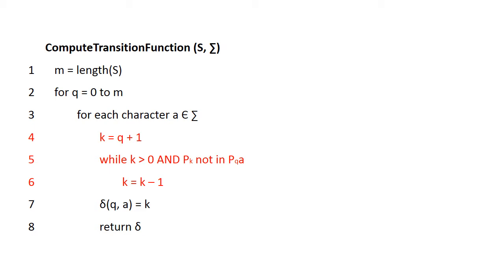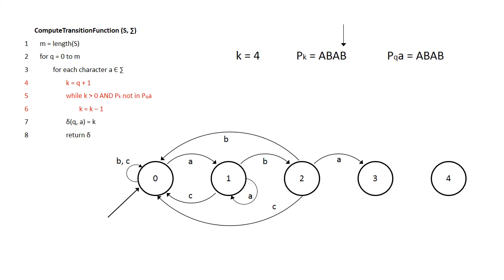If a match is not found, the leftmost character is removed and the string is compared again until a match is found. For example, at state 3, the pattern would be ABA and K would initially be 4. If a B was then input, it would be added to ABA to make ABAB. This would be part of the string ABABC, so the transition would be to state 4.